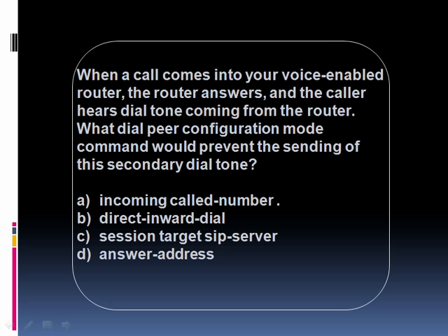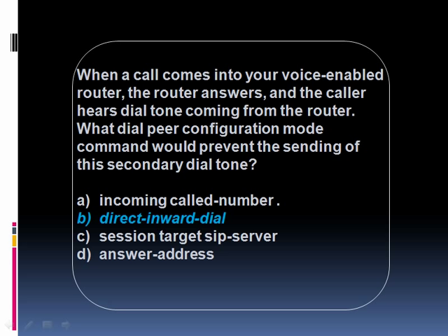How do we prevent that from happening? Well, we go into dial peer configuration mode for the inbound dial peer, and while we might be using the incoming called-number command to match the DNIS, the dialed number information service, in other words, the dial string coming into the router, that's used to match the number, but the command that prevents the secondary dial tone is direct-inward-dial. Again, that's given in dial peer configuration mode for the inbound dial peer.